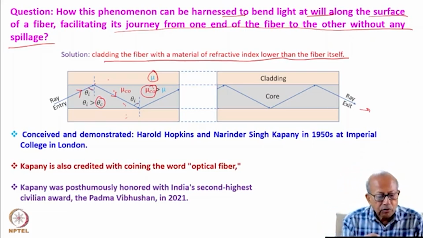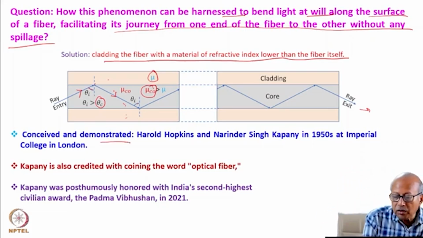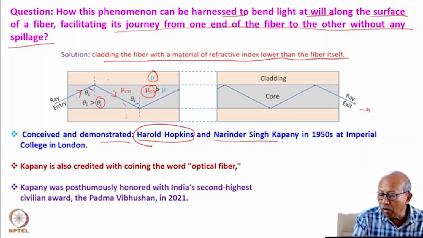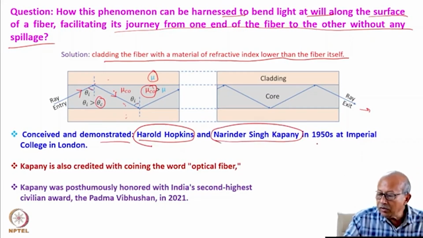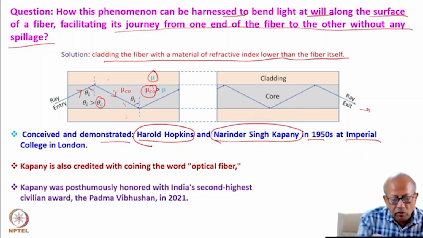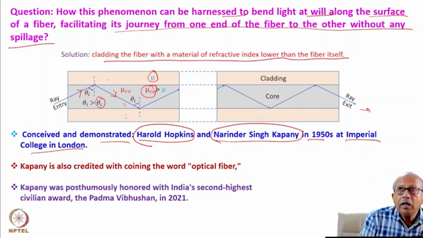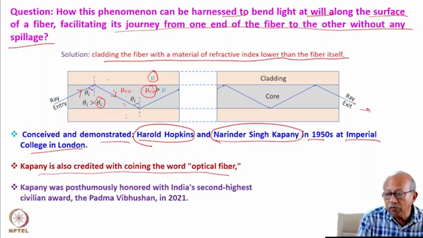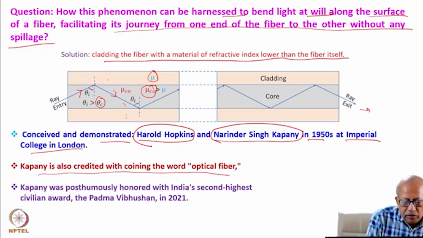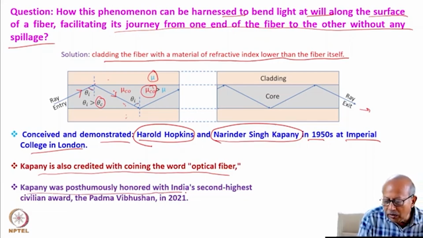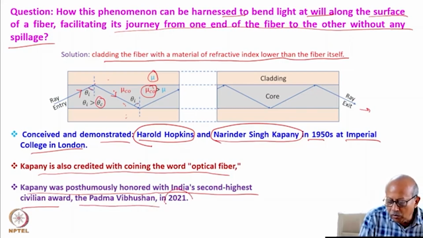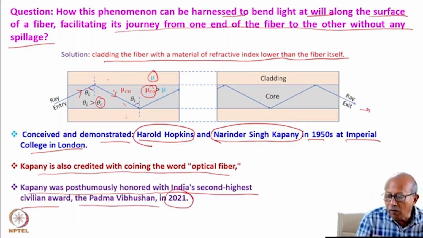This concept was first conceived and demonstrated by Harold Hopkins and his Indian student Narinder Singh Kapany in 1950 at Imperial College in London. Kapany is also credited with coining the word optical fiber. It may be of interest to note here that Kapany was posthumously honored with India's second highest civilian award, the Padma Vibhushan, in 2021, the year of his death.